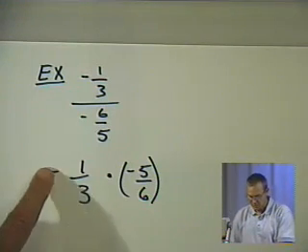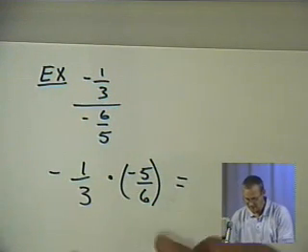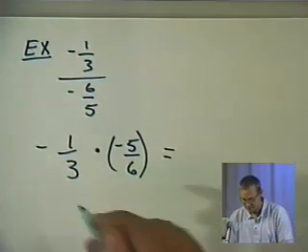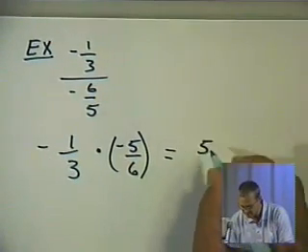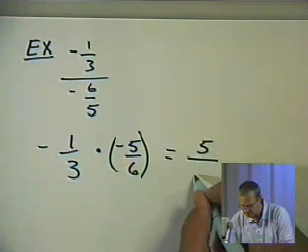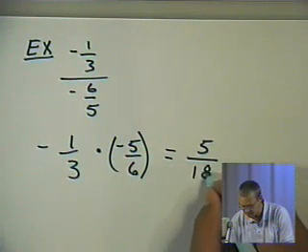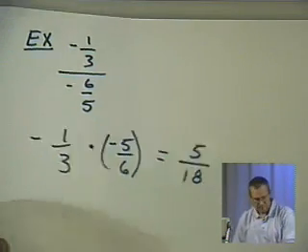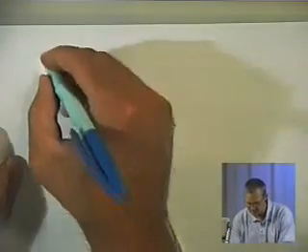Now we just multiply straight across. Since I have a negative times a negative, my resulting number is going to be positive. And 1 times 5 is 5. 3 times 6 is 18. So there's really nothing to it. Let's look at this example.